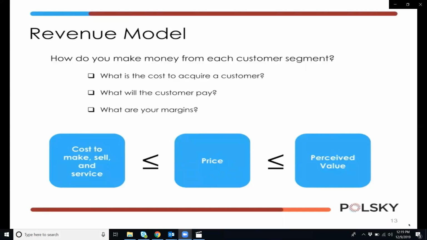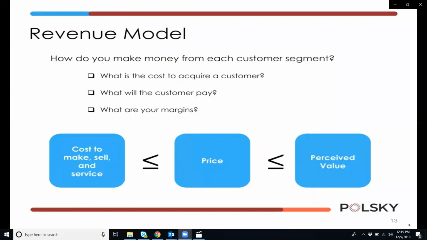Define your revenue model. Okay, now we can start to talk about who is the payer, how much does it cost to acquire everybody in this value proposition? How much does it take to acquire paid customers? How much does it take to acquire users? If it's a dual-sided network, you have to acquire both. How do you develop your margins? What are the economics of your revenue model?